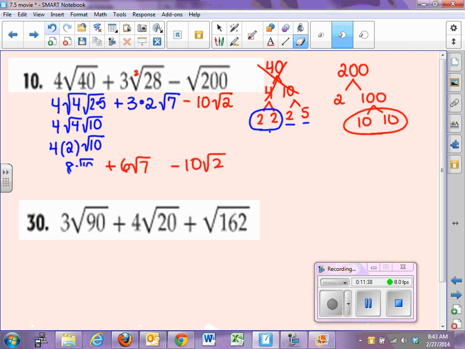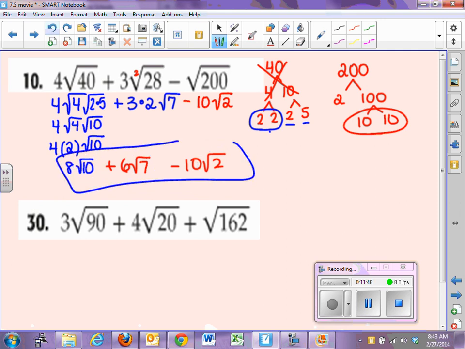So, oh my goodness, I have none of these matching. Therefore, this is my simplified answer. Remember, this was not allowed, even though I can't combine them, I can't leave my answer like this because there was a perfect square in each of these radicals.